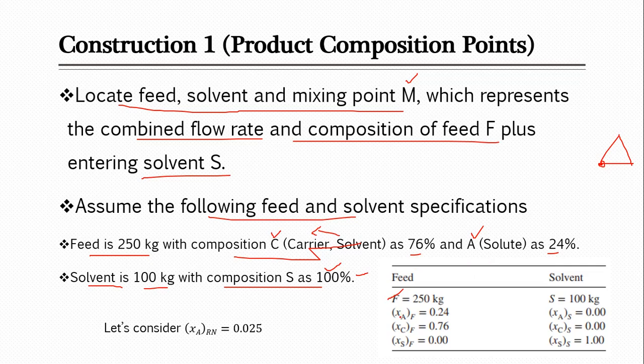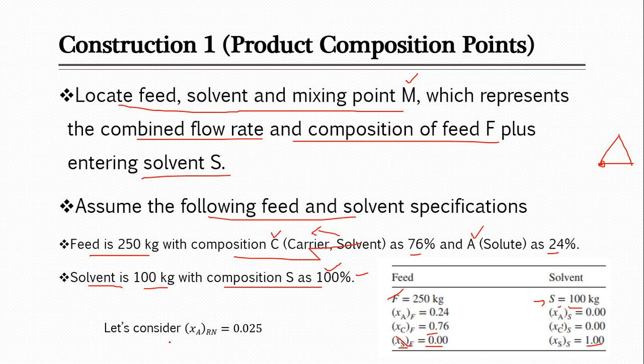So XA, not mole, mass fraction of A in the feed is equal to 0.24, and of carrier in the feed is 0.76 here, and then there is no solvent in the feed, so it's 0. And then when you look at the solvent side, it is 100 kg in mass, and it doesn't contain any A or C, any solute or carrier, only the solvent which is 100%, so it's 1. This is similar to what you already know.